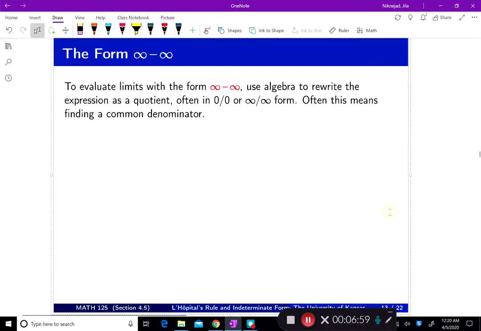Now, interestingly enough, we can use L'Hopital rule for a few other limits besides infinity over infinity or 0 over 0. But what we need to do is convert them somehow to make it 0 over 0 or infinity over infinity. And that's the next section that we discuss.